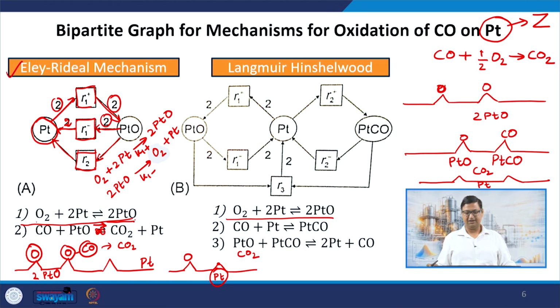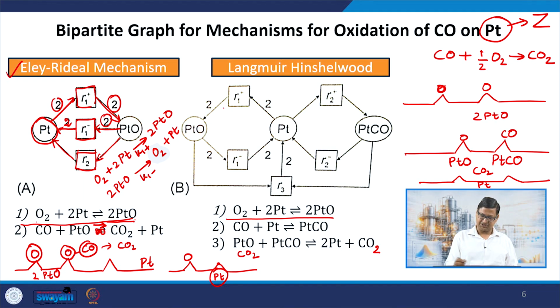So the fundamental difference is that in the first mechanism, Eley-Rideal, we assume that only the oxygen gets absorbed on the platinum surface. CO does not get absorbed. In the Langmuir-Hinshelwood, both oxygen and CO get absorbed, and then once they are absorbed, they react to form CO2. But once CO2 forms, it goes out, right? So 2 PT plus CO2, right? And that is shown somewhere here.